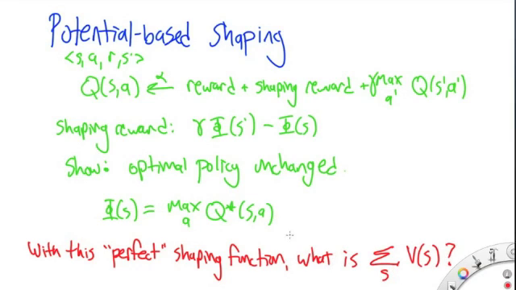So imagine we have an MDP and we use this perfect shaping function that they talk about in the paper. And then we do our learning and we converge, our value function converges. And let's say Vs is the value function that we learn at convergence. Then what can we say about the sum over all states of the value function?